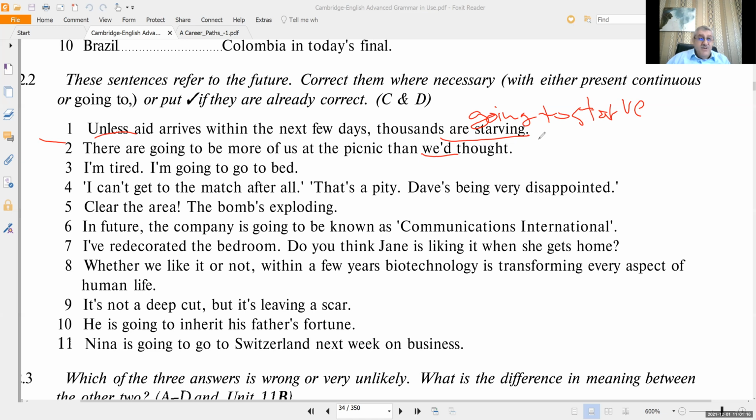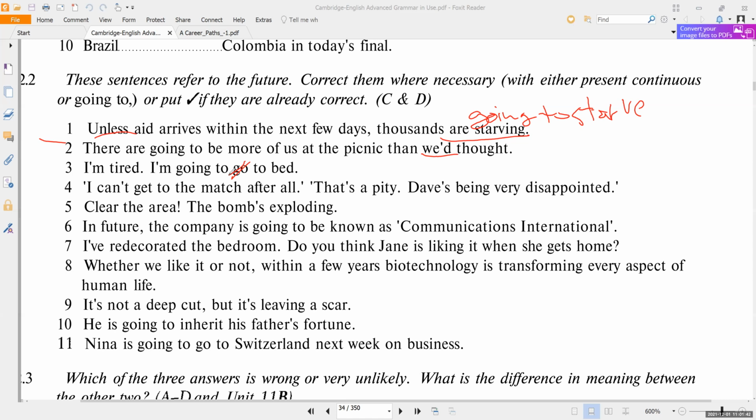نستخدم going to. I'm tired. I'm going to go to bed. إذن هنا I'm tired. Yes, I'm tired. فلا نحتاج إلى going to go. إذن هنا فقط I'm going نشيل كلمة go فتصبح I'm tired. I'm going to bed وأصبحت صحيحة.